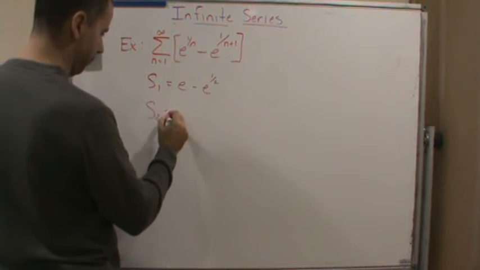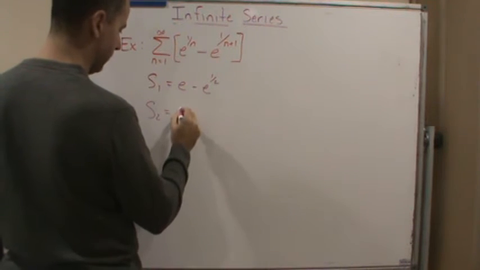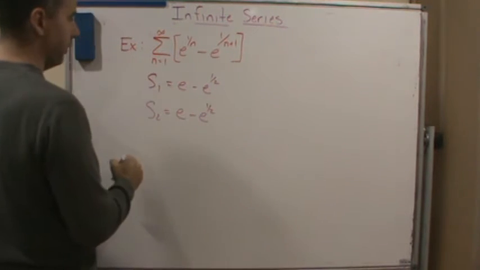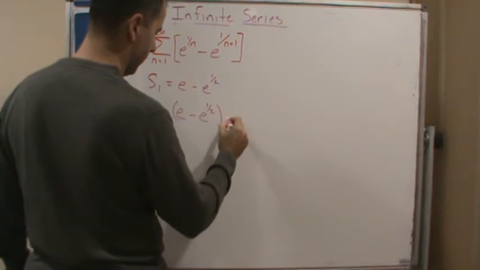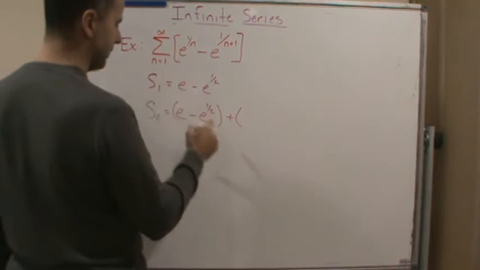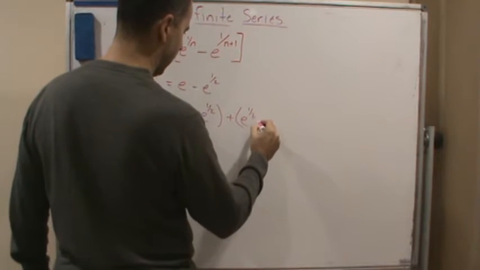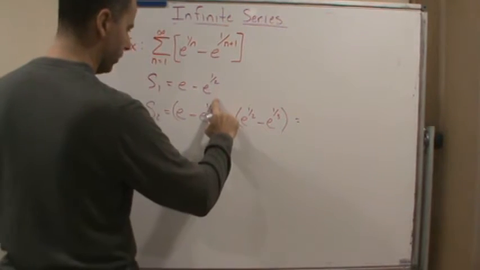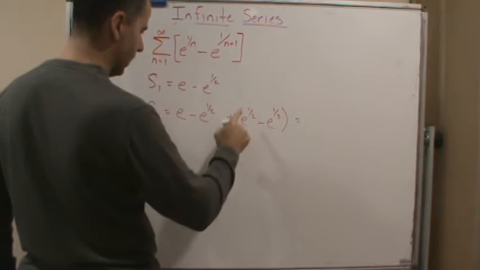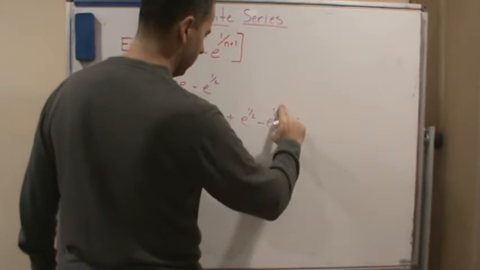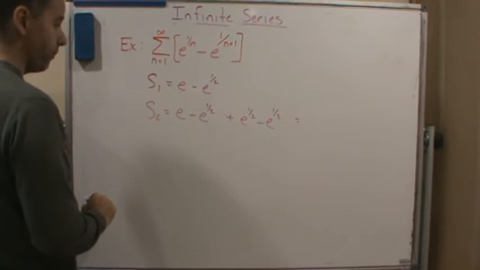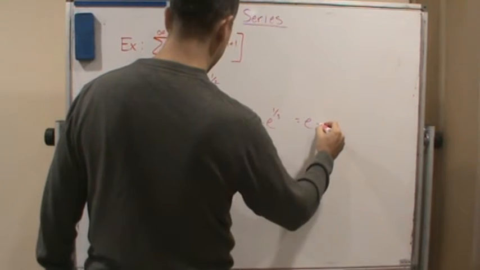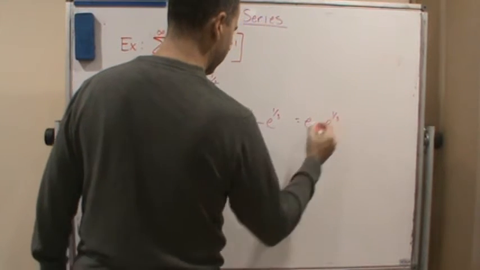Now S sub 2 is going to equal the first two terms, so that's going to be e minus e to the 1/2, plus, now the second one, with n equal to 2, you get e to the 1/2 minus e to the 1/3. But again, you could drop the parentheses here because you're just adding. So now you can easily see that these terms are going to cancel, and so you get e minus e to the 1/3.